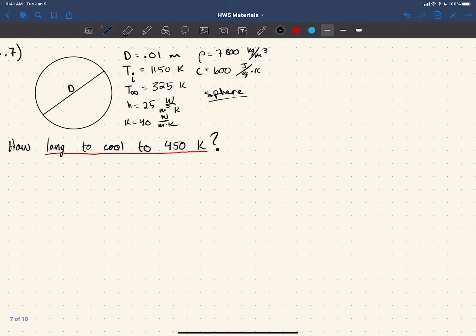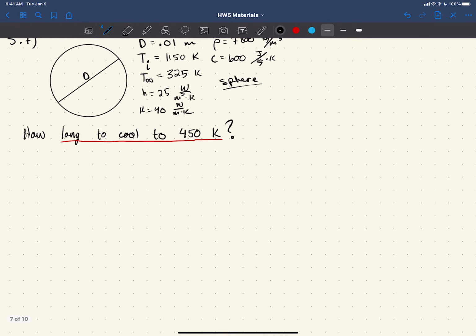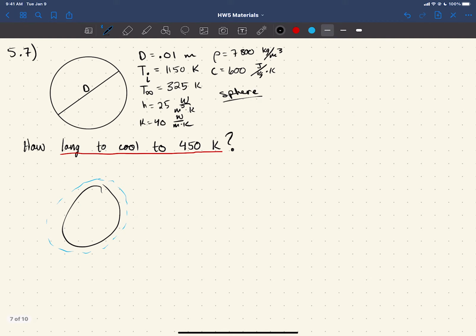The first step here, as is pretty much always the case, we want to look at an energy balance. So I'm going to redraw my circle, and we're going to draw it sloppier. I'm drawing a circle, but this is really a sphere, okay? So this has a diameter of D.